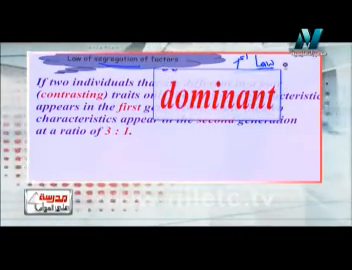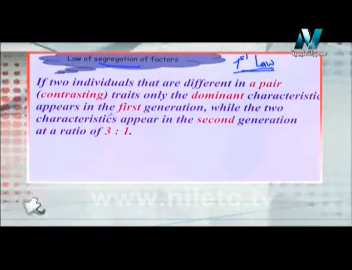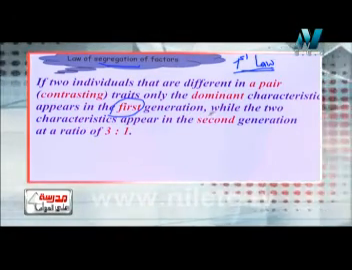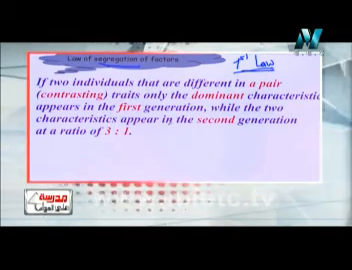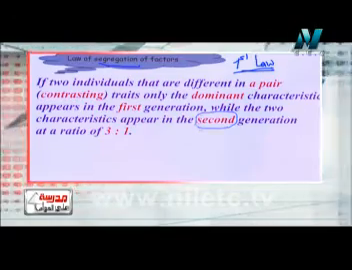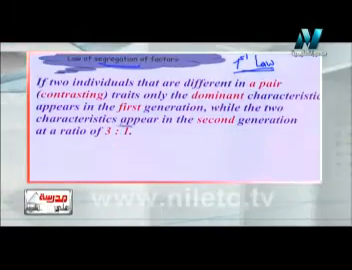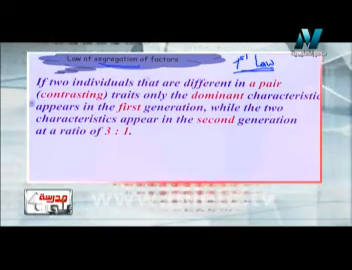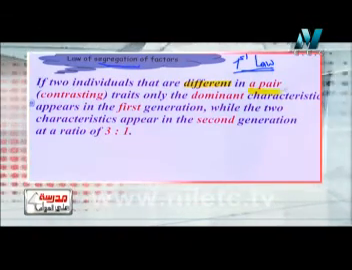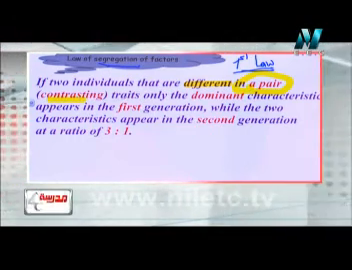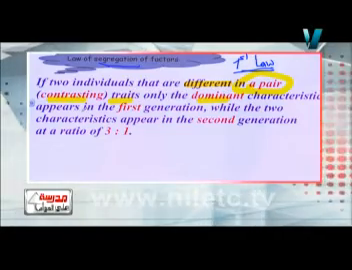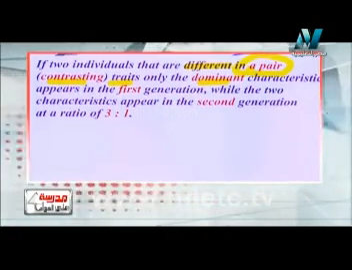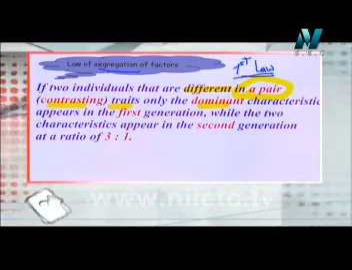Dominant character will appear in the first generation, while the two characters appear in the second generation with ratio 3-1. If the two individuals are different in pair of contrasting traits, only the dominant trait or character appears in the first generation, while the two characters appear in the second generation with ratio 3-1. وجا بعد كده مندل عمل second law.